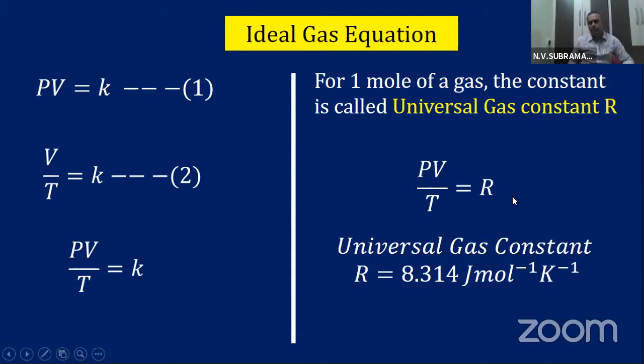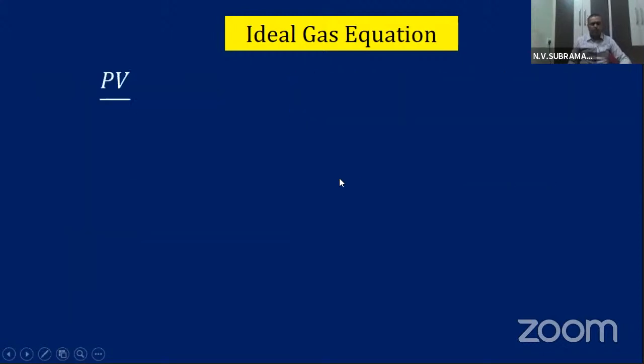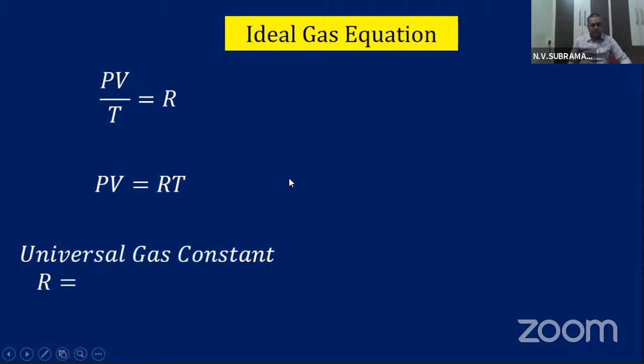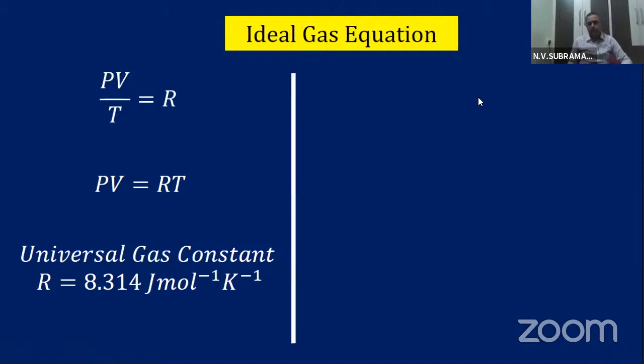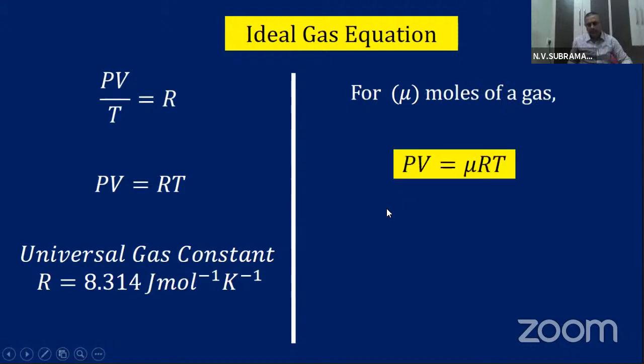PV by T is equal to R. So this is for 1 mole. If I am taking more number of moles, then I must write it accordingly. So if I cross multiply, PV is equal to RT, where the universal gas constant capital R is 8.314 joule mole inverse Kelvin inverse. Now, for mu moles of a gas, PV is equal to mu RT.